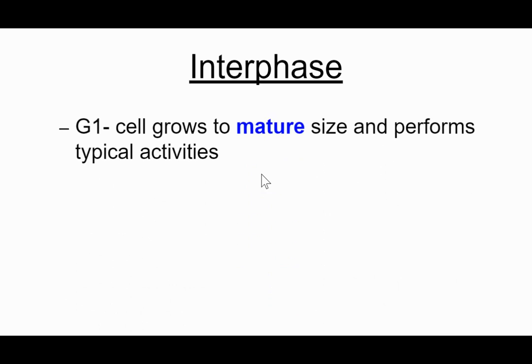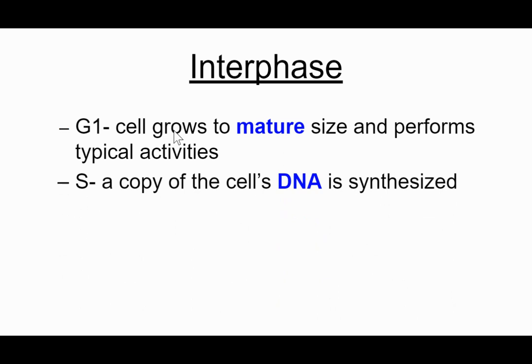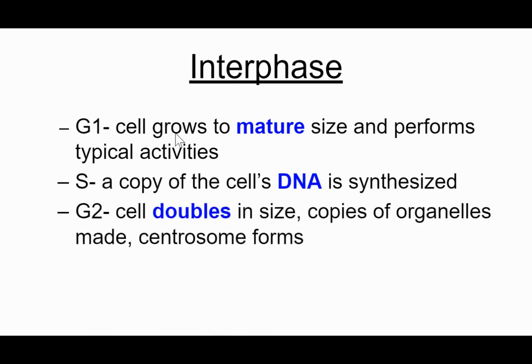So just remember that all cells spend most of their time in interphase, right? So G1 was when the cell was growing and it was maturing in size, performing all of its regular activity. If it gets a signal to divide, it will enter into S phase, where all of the cell's DNA is synthesized, where you're going to make basically a copy of all that cell's DNA. And then you enter into G2, where the cell doubles in size, makes copies of its organelles, and makes those centrosomes so that it can divide once it is ready to do so. After interphase, then we start the mitotic phase.